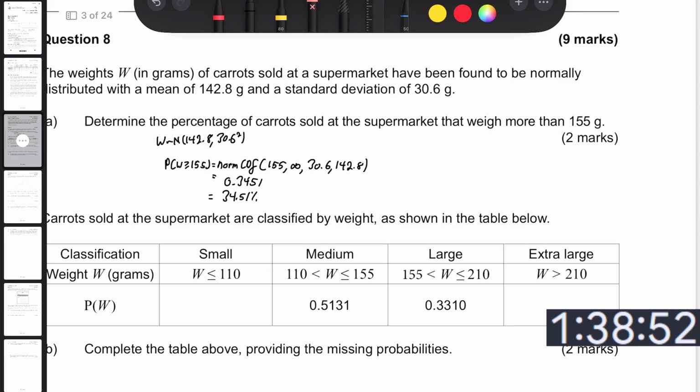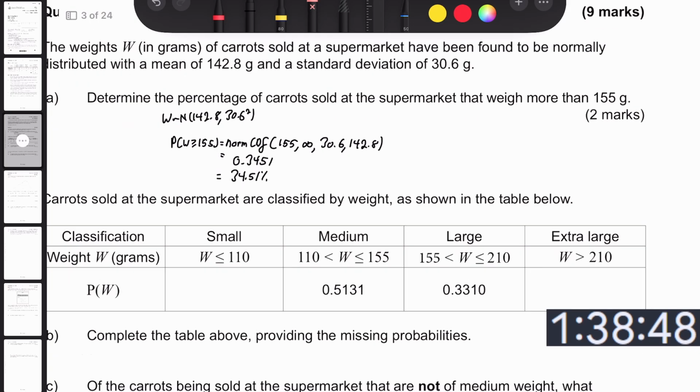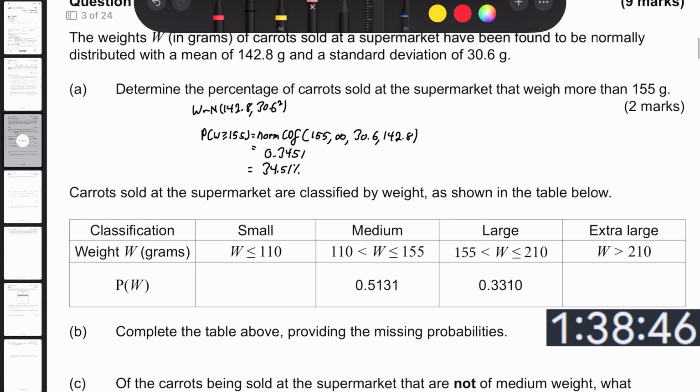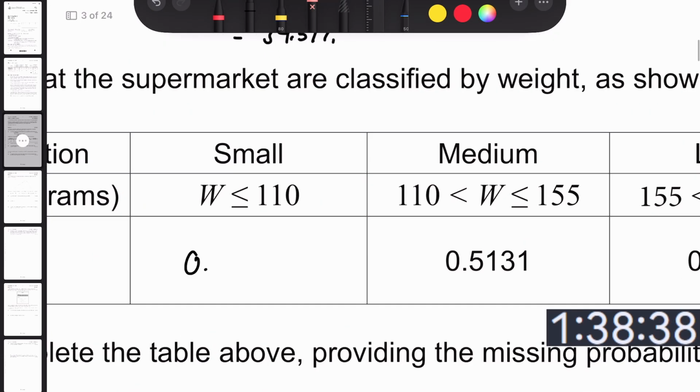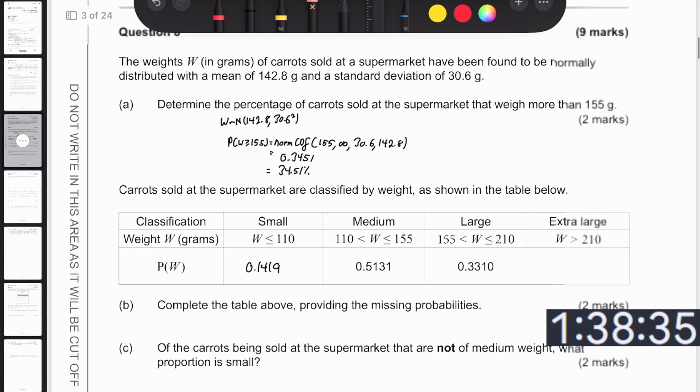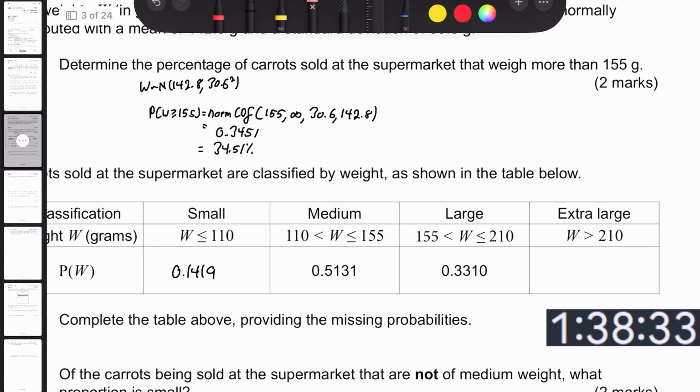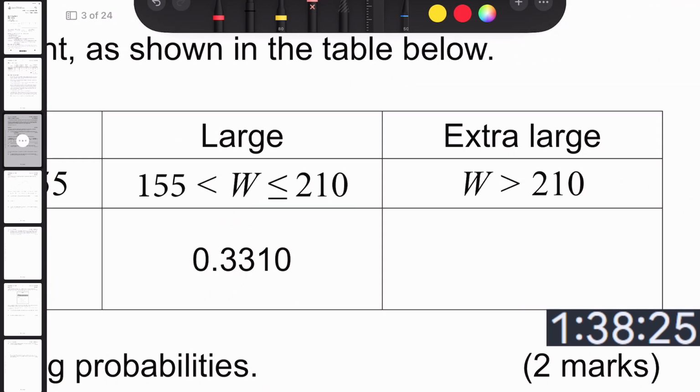Carrots sold are classified by weight, shown in the diagram. So, complete the probabilities. So I have to go negative infinity to 110. This is 0.1419. And then this will be 1 minus 0.1419 minus 0.5131 minus 0.331. This is 0.014.